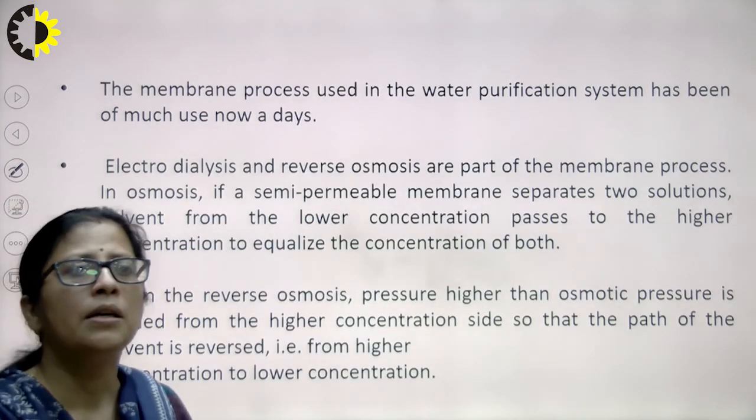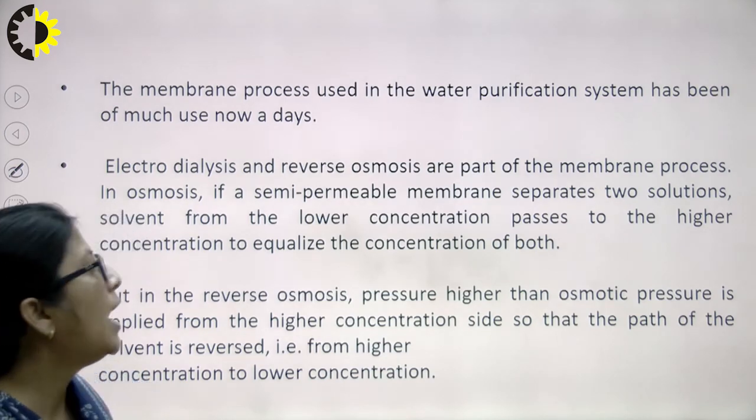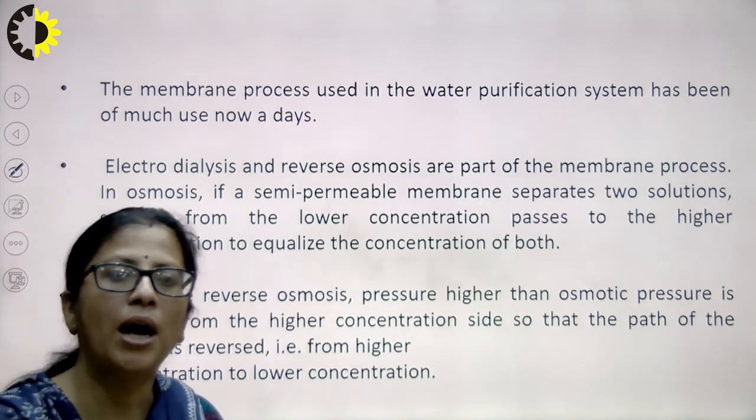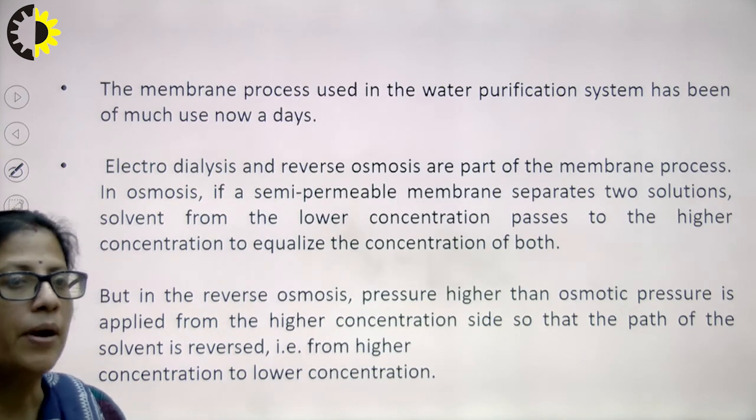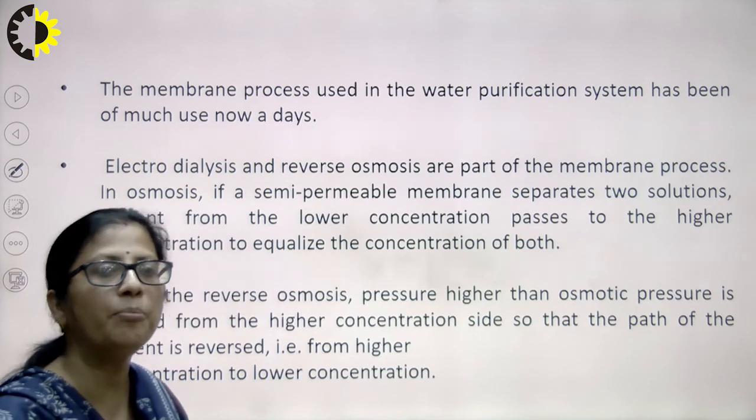Now, the membrane process used in water purification systems is of much use nowadays. Generally, every household has an RO at home. Now, electrodialysis and reverse osmosis are part of the membrane process.